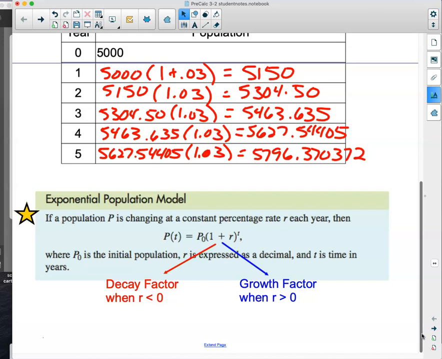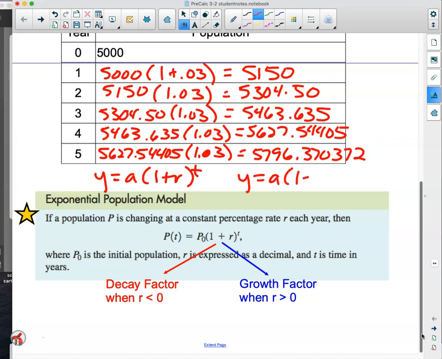So last year you had y equals a times 1 plus r to the t for anything that was growth, and then y equals a times 1 minus r to the t. So really all we're doing is just changing this, making it a little bit more generic so that we can have just one formula as we work through this. So growth and decay, again, just like you did in Algebra 2.